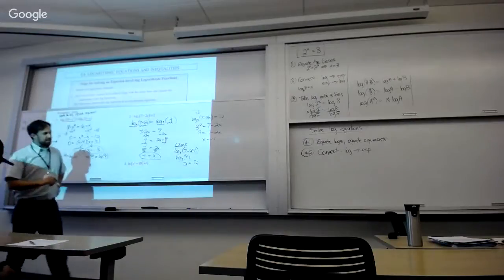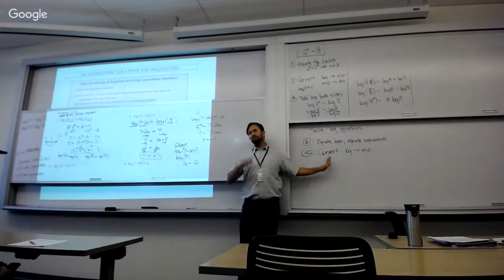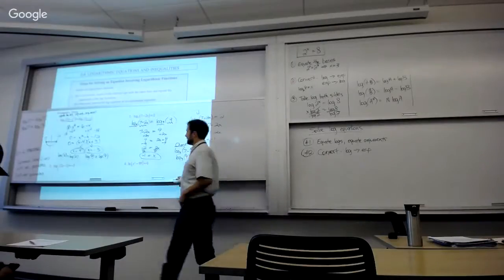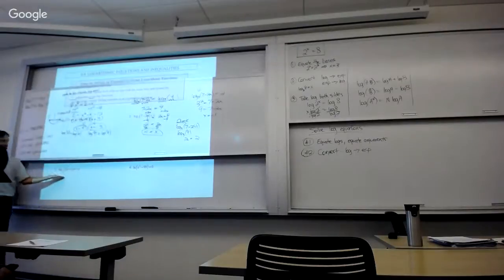All right, so this method that we just said is what we're going to be using over and over and over again. It's just convert from log to exponential. So for instance, take a look at number 3. What would we do here? This is the log form, so we should convert it to exponential form.